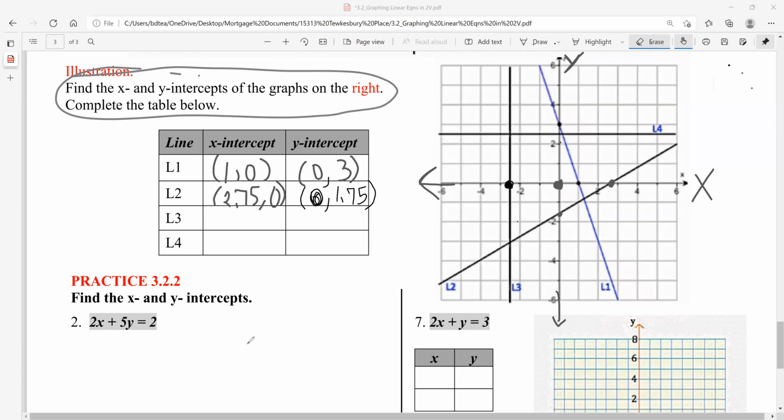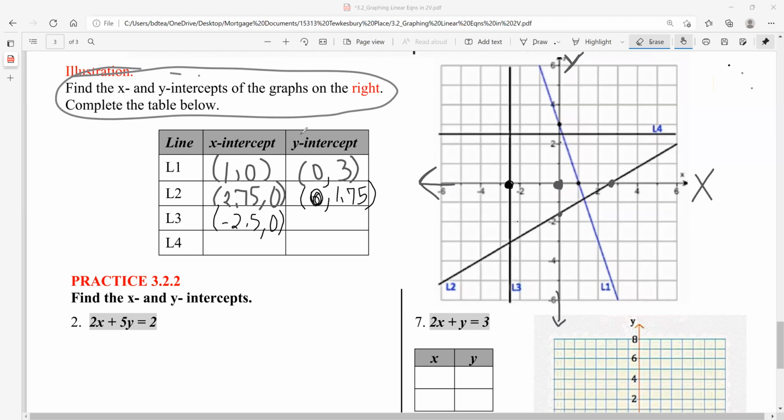I'm using different markers here. So line 3, the vertical line, is negative 2.5, 0. Now check it out. What do you think the y-intercept is? It doesn't intercept the y-axis at all. So when we start trying to look for the y-intercept of this vertical line, you see it doesn't cross the y-axis at all. So a vertical line has no y-intercept.